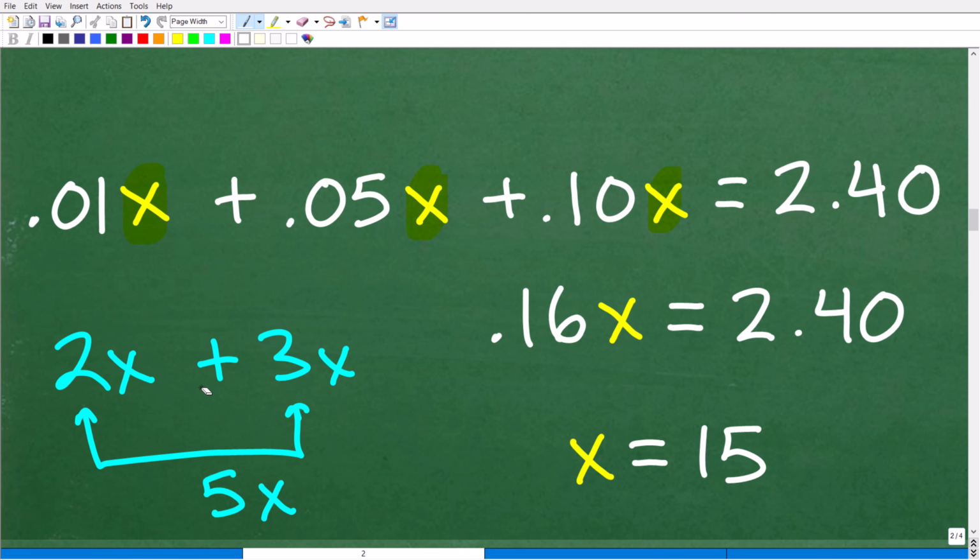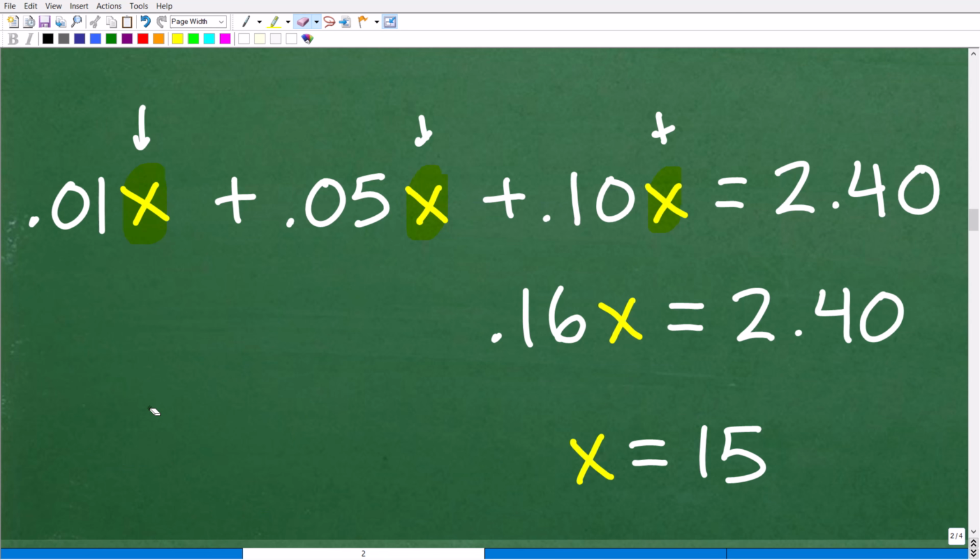But anyways, you need to recognize that we're dealing with like terms. Okay, we all have these x's here. Just one more thing about like terms. If I had 2x plus 3x squared, I could not add these numbers. We call these coefficients because these are not like terms.